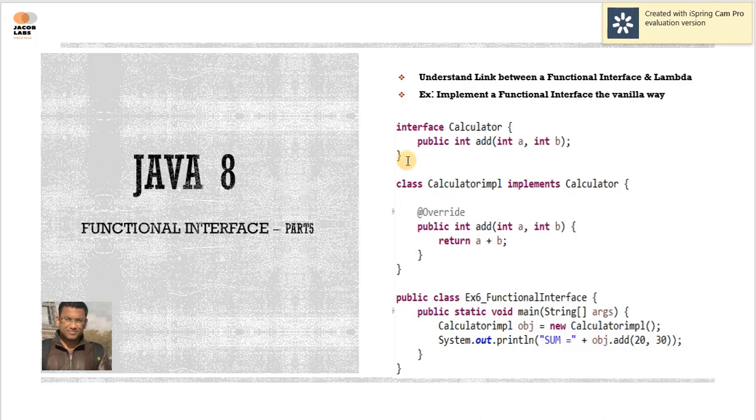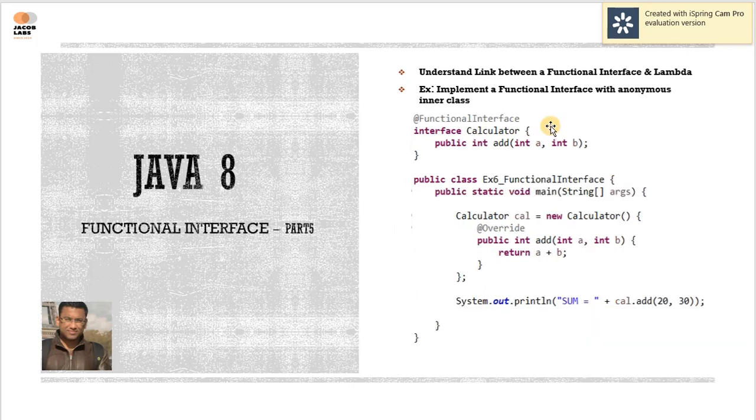Before we go to see how, using a lambda, we can implement this functional interface, I want to give you a bonus tip. I want to show you how we can implement a functional interface not just with the classical method, not just with the lambda, but also by using an anonymous inner class.